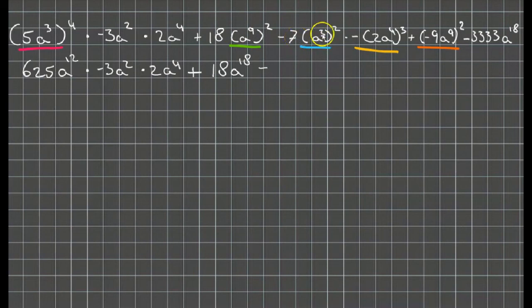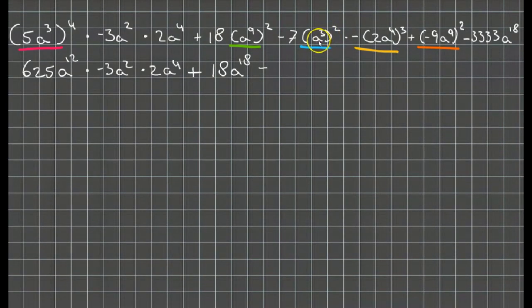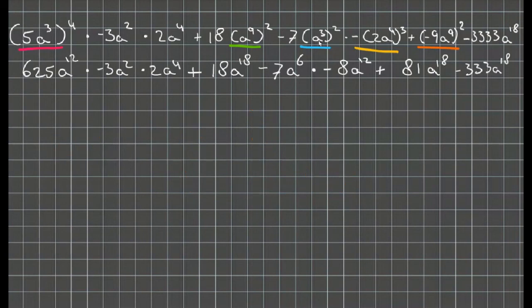I'm going to multiply the 2 with the 3, which means 6. So I have minus 7 times a to the power 6. Okay, then there's a times here. So times minus 8a to the power 12. Last one, we have minus 9a raised to the power 9 to the power 2. So we have 81a to the power 18. We even did all the powers that we could do because we can't do any more powers. So that means we have to move on to multiplications.